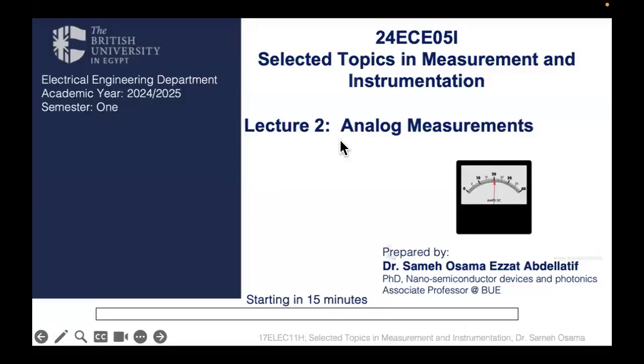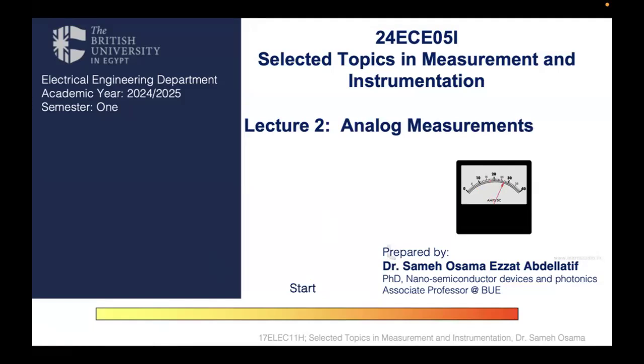So as I mentioned, today our topic is analog measurements, how we do analog measurements. Traditionally or historically, the first technique to do analog measurements was related to measuring the current. And this may be somehow related to some electromagnetic historical reason.